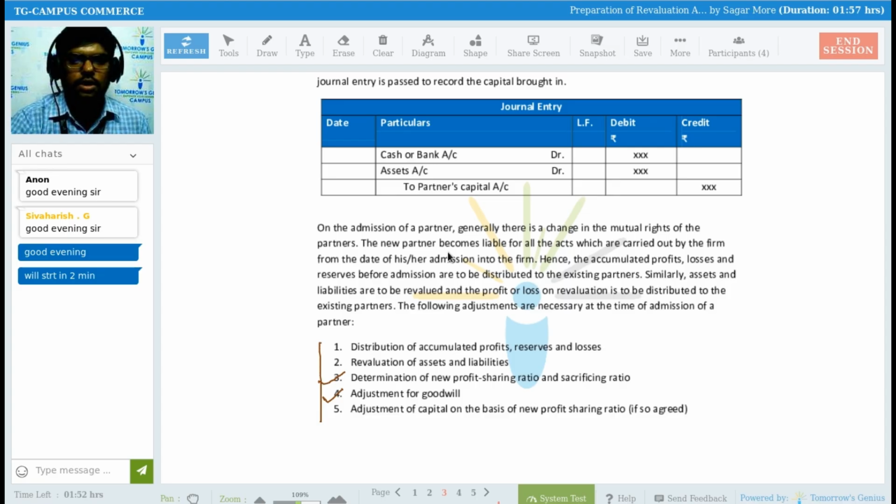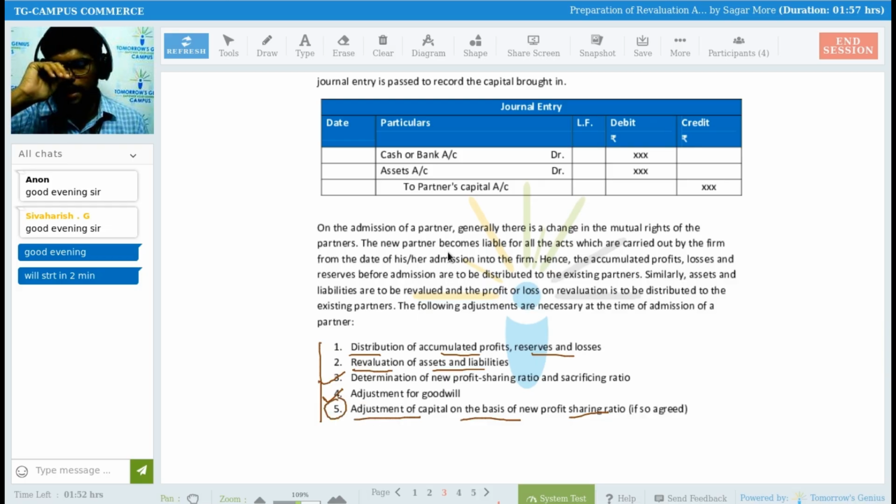So the rest of the things are distribution of accumulated profit, reserves and losses, how to do that, then revaluation of assets and liabilities, and at the end we have to study adjustment of capital on the basis of new profit sharing ratio, right? That we will see at the end of the chapter, but now we have to study 2 very important things: distribution of accumulated profit, reserves and losses and revaluation of assets and liabilities, right? So I'm starting with the first one.